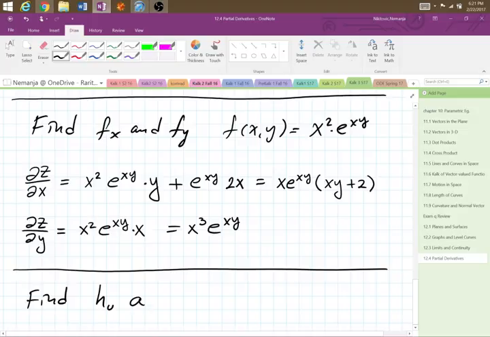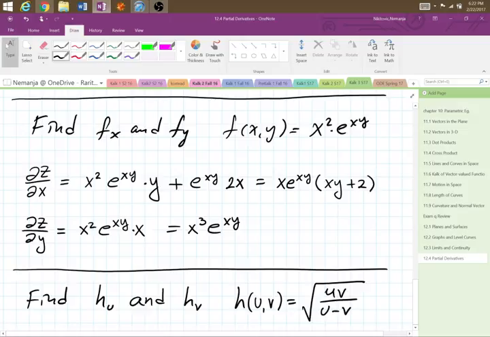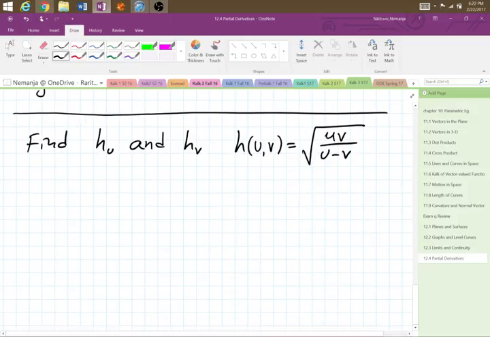Find h_u and h_v. Hold on, I have to write this. There we go. Beautiful example. Shouldn't take too long.